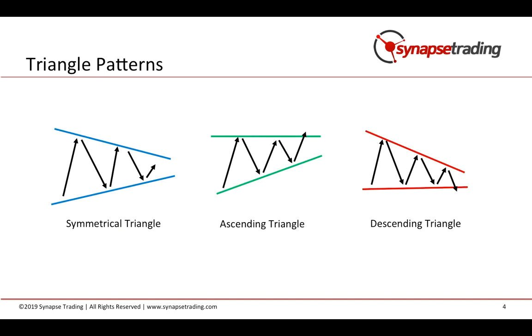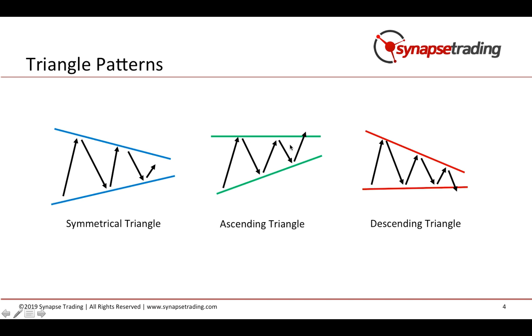Okay, so these are the three main patterns. The first is the symmetrical triangle. The reason it's symmetrical is because it is quite balanced, meaning you have one line sloping down and one line sloping up. So the price more or less moves in between the two lines in a pretty balanced and symmetrical manner, hence the symmetrical triangle.